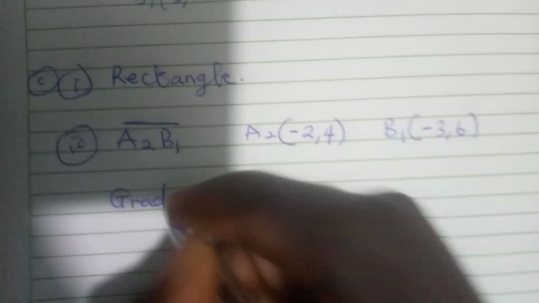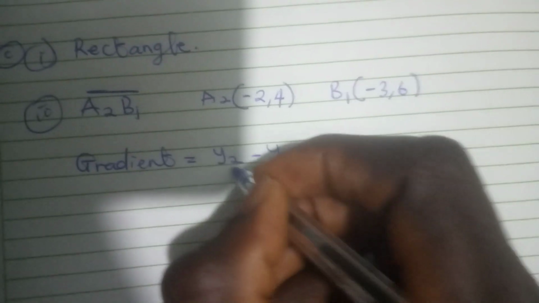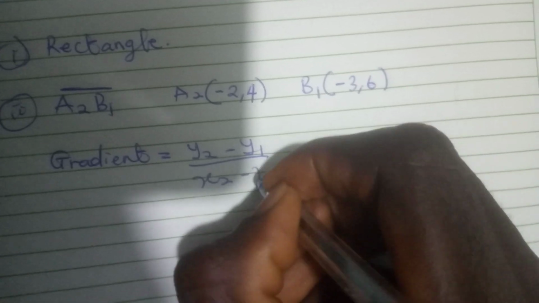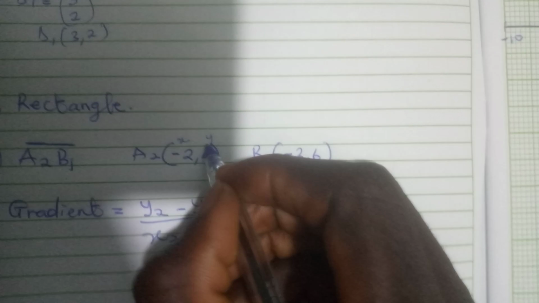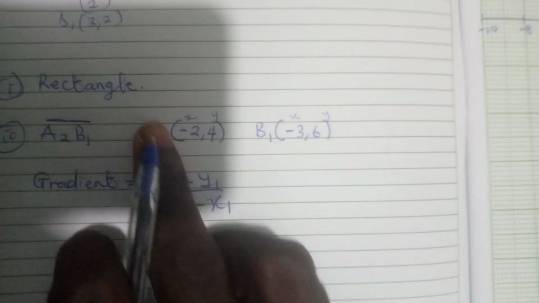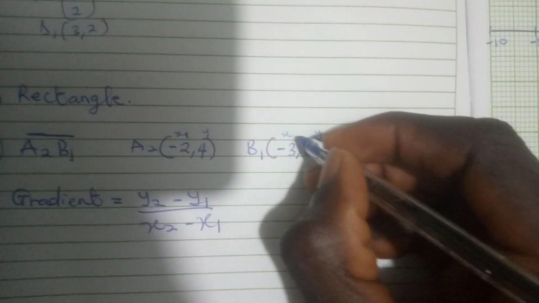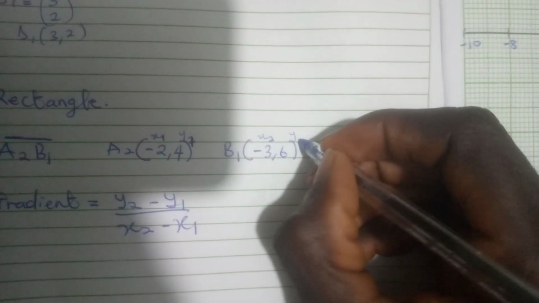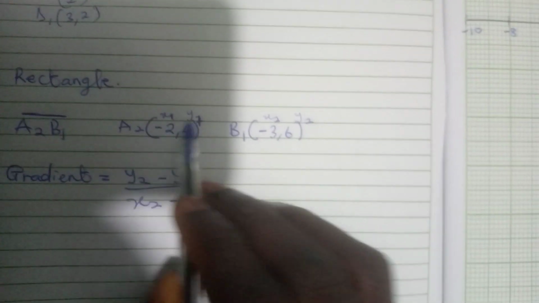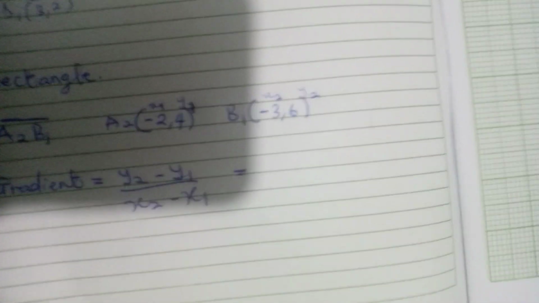And the gradient is calculated as y2 minus y1 all over x2 minus x1. So now, this is x, this is y. This is also x, this is also y. But to differentiate between this x and this x, we say let this one be x1, let this be x2. Let this be y1, let this one be y2. So this becomes x1, y1, x2, y2. So we just do what we call substitution.